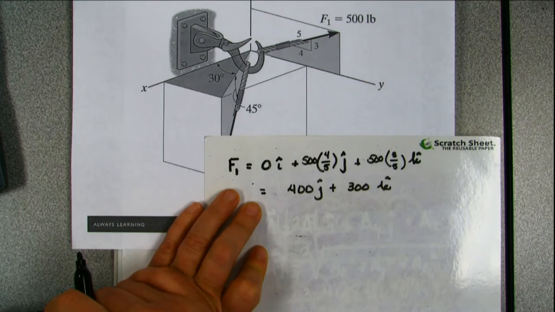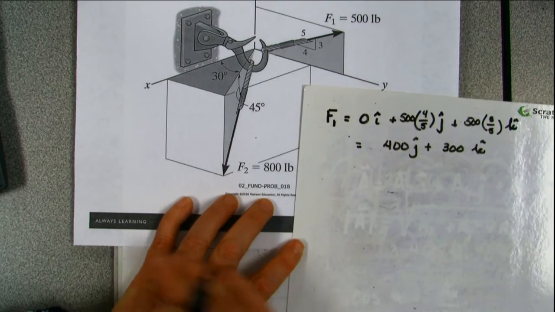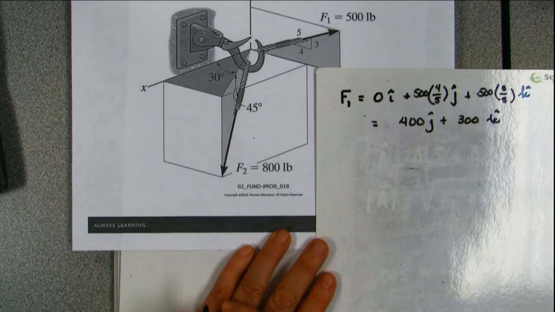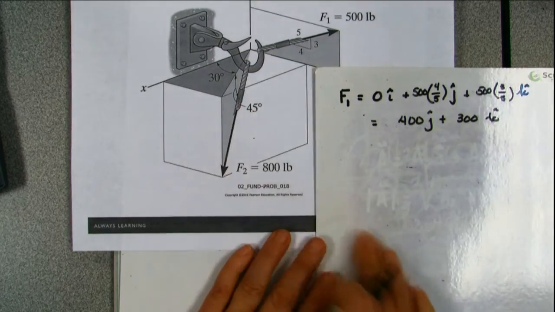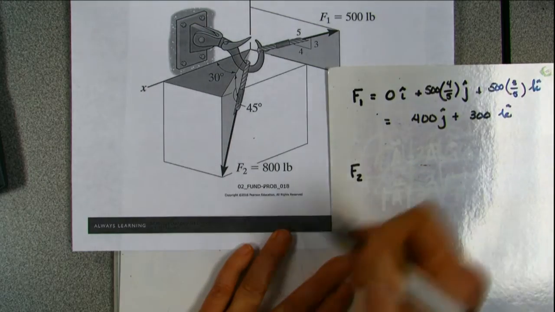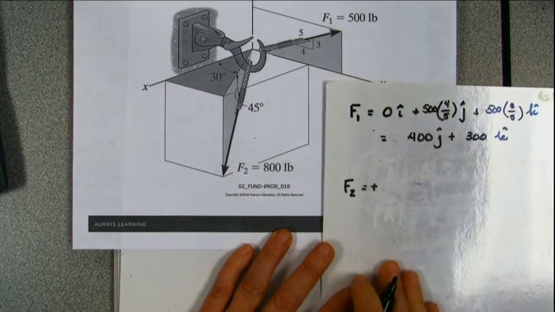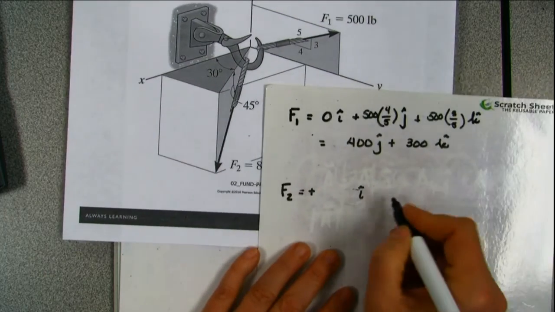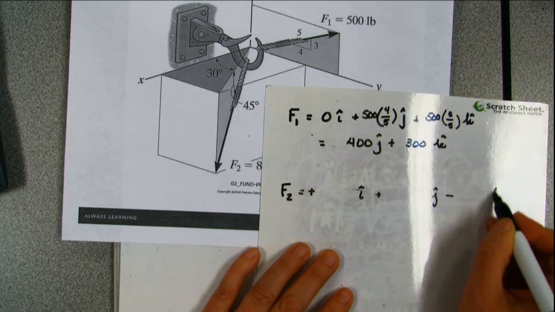That's F1. All right, they gave us different information for the other one, right? So first thing I got to worry about is how is it communicating? Well, first of all, I got to make sure I've got things correct in terms of my sign. So it's positive in the I direction. It's positive in the J direction. And it's negative in my K direction.